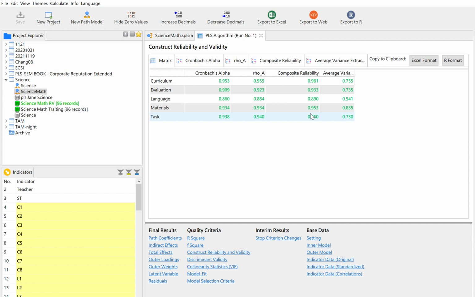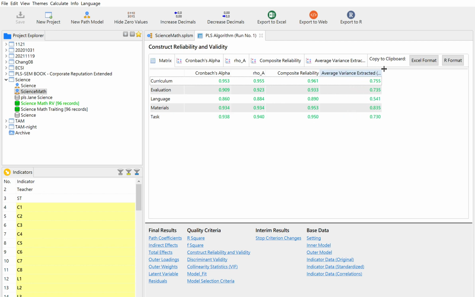And according to Hair's book, he mentioned that if the composite reliability is greater than 0.95, then we need to go back and take a look at the indicators. If several indicators are being repeated or overlapping in different factors, we might need to look out for the curriculum and materials and tasks. Although they are larger than 0.9 and they're good, if this number is larger than 0.95, then we might have a problem.